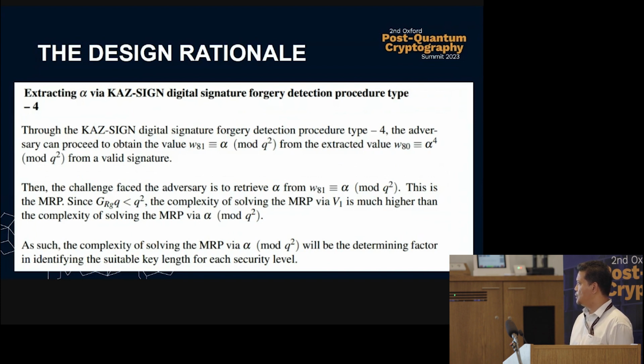And since rho Q is less than Q square, the complexity of the MRP via V1 is much higher than the complexity of solving alpha mod Q square. As such, the complexity of solving MRP via alpha mod Q square will be the determining factor in identifying the suitable key length for each security level, meaning that the reduction value modular Q square is less than the reduction value under rho Q. Hence, the adversary will target the lesser value, which is modular Q square. So we need to increase certain parameters such that solving MRP on alpha mod Q square will be exponential according to the security levels that we wish.